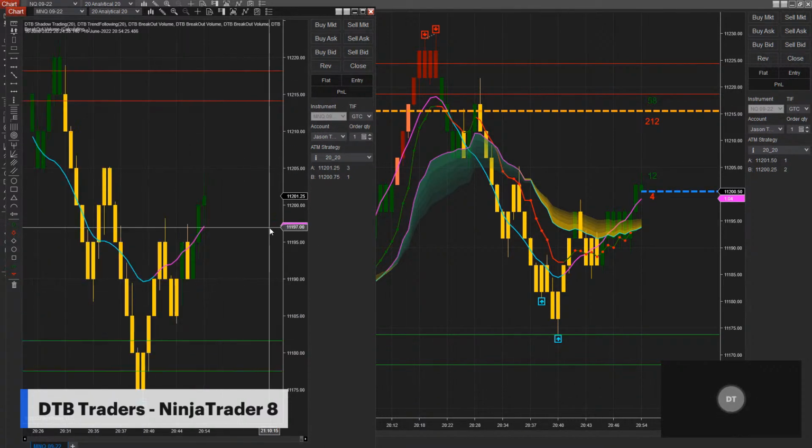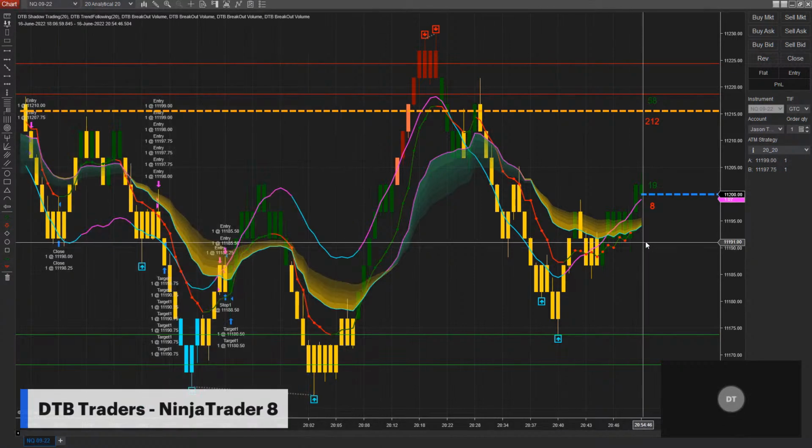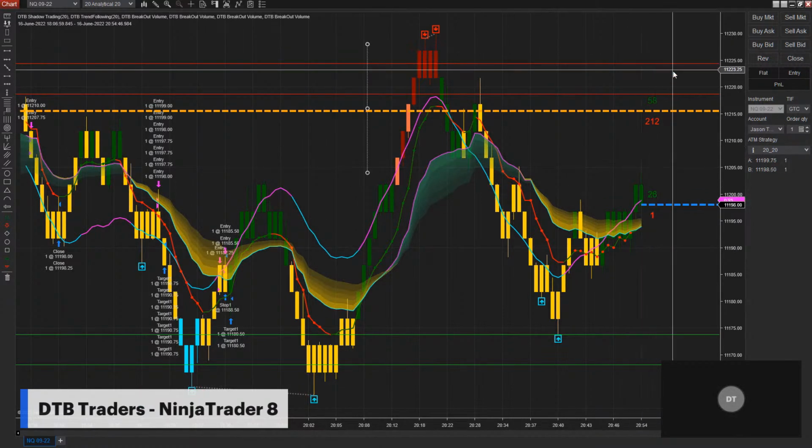You can trade the exact same type of signals. Just bear in mind, though, that because the MNQ or the micro is a very different contract to the NQ, the volume areas could actually be slightly different, and you're able to take separate signals on them. But I won't look at that right now. I'm going to just close that one, and we'll just look at the NQ.